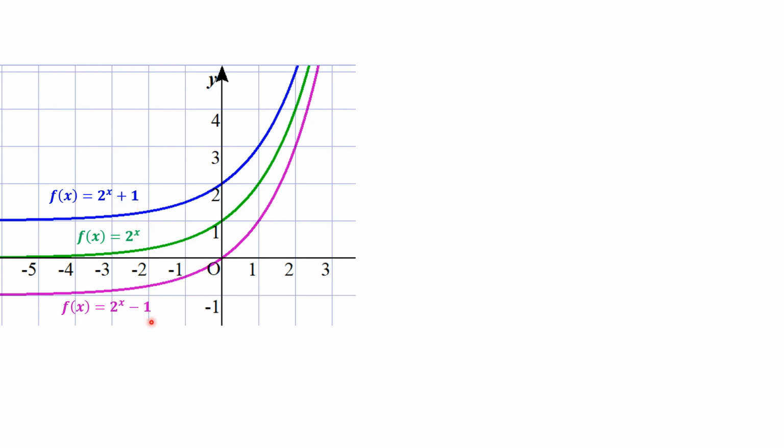And when d is negative 1, every point in the green curve is shifted 1 unit downward because that's negative 1. So we can expect that if this is negative 2, every point in this curve will be shifted 2 units downward. So that means the value of d affects the range.